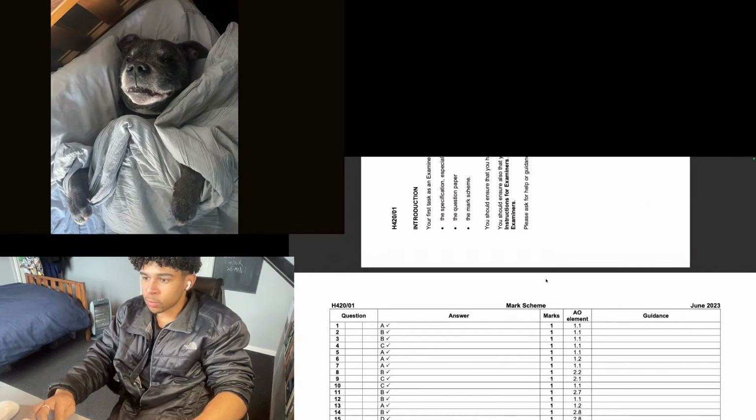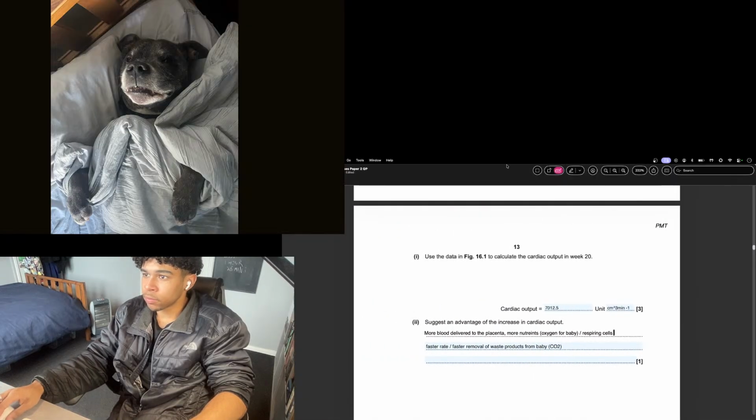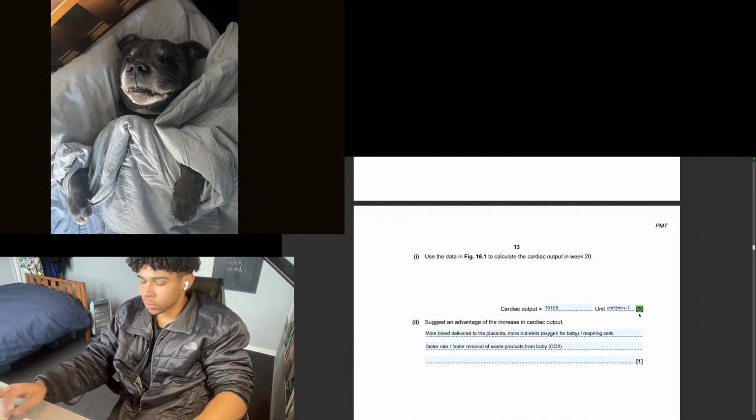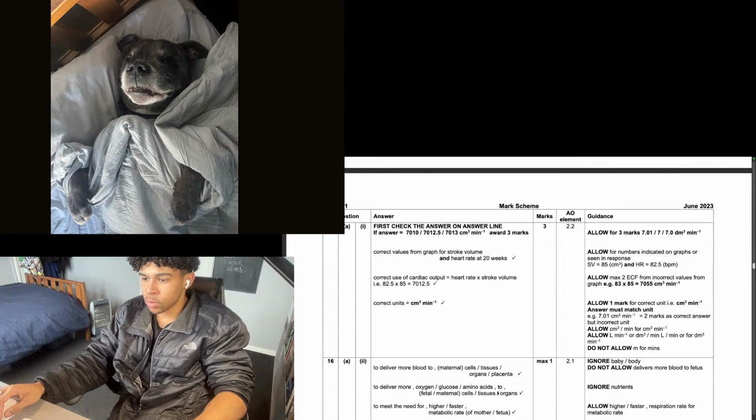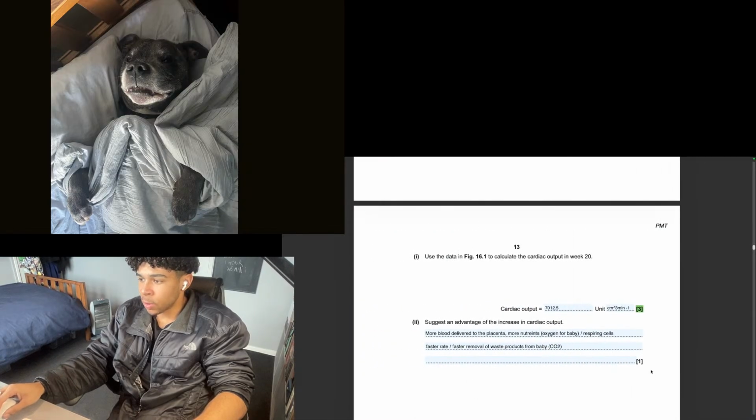Okay, I like to mark question by question, so I'm going to do that now. 71.25 centimeters cubed per min. 3 marks there. More blood to cells. More oxygen, glucose, amino acids to cells. Yeah, exactly. It didn't actually say in the question if it's to do with pregnancy or anything.